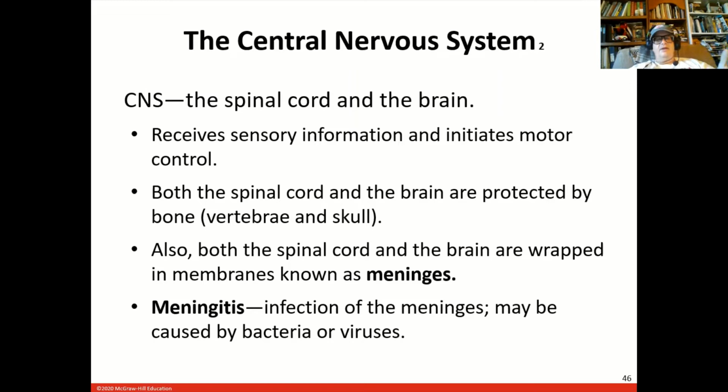Anyway, the meninges are these membranes that are wrapped around the nervous system, the central nervous system anyway. And if you get inflammation of that, it's meningitis. There's bacterial meningitis, there's viral meningitis. It's all bad. Moving on.